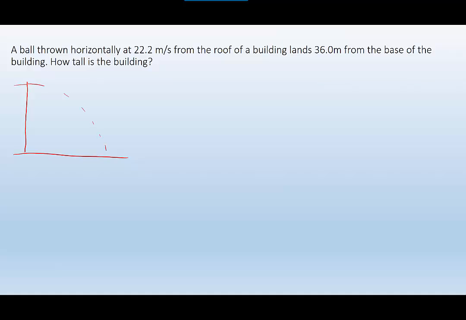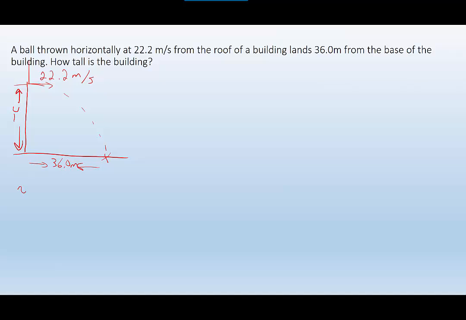Here's our building. We actually want to know how tall that is, so I'm going to call that Y. We know that it was launched horizontally at 22.2 meters per second, and that it lands downrange at 36 meters. So in order to find out how tall the building is, we first need to find out the time it takes to do the fall.